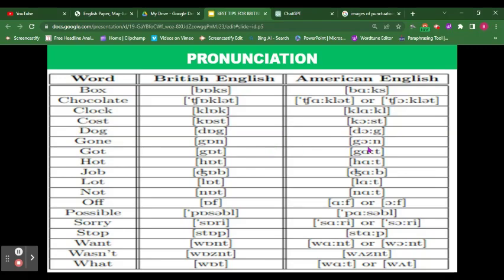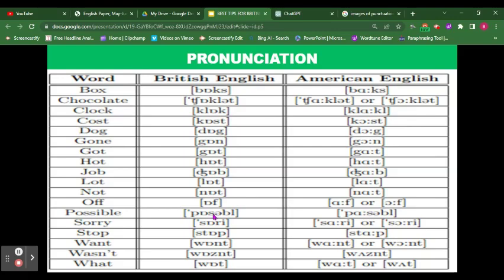Gun, gone. Got, got. Hot, hot. Job, job. Lot, lots. Not, not. Off, off.